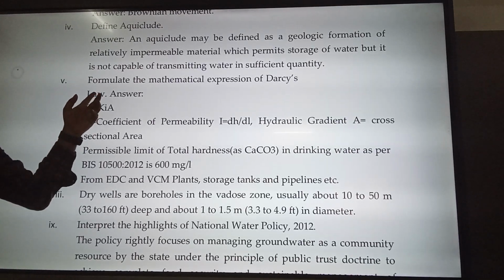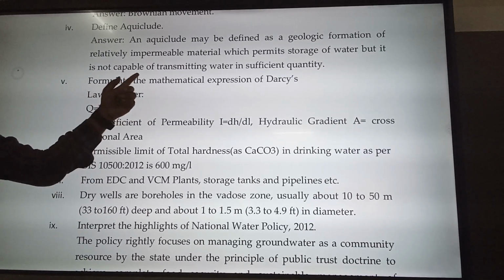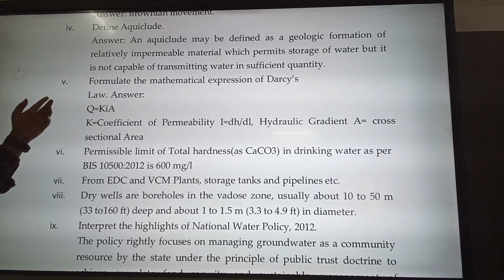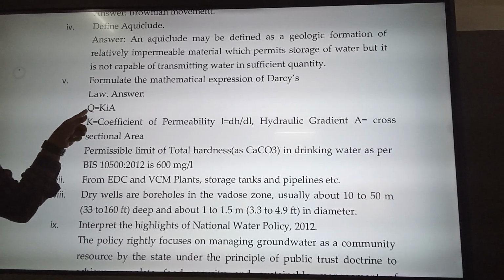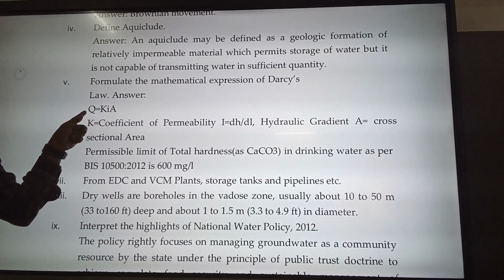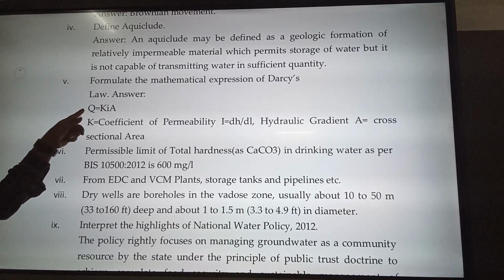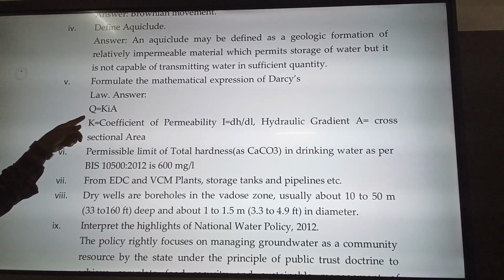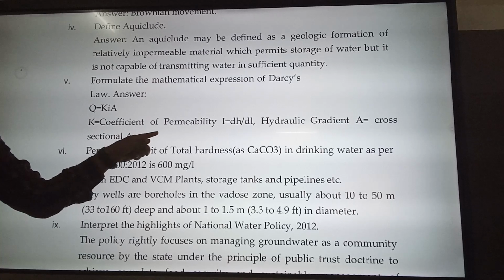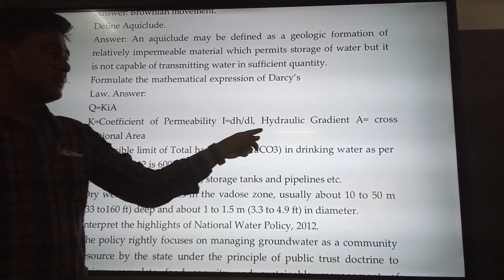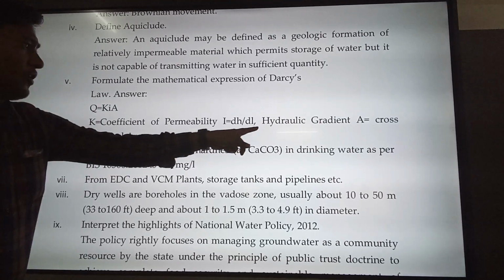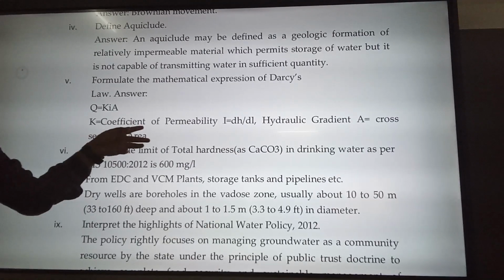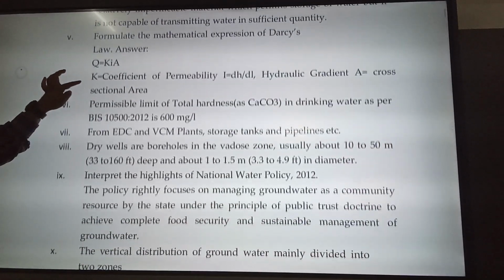Next, write down the mathematical expression of Darcy's law. So the groundwater equation of Darcy's law, we know Q equals K I A, where Q equals the discharge of water into the groundwater, K equals the coefficient of permeability, I equals the hydraulic gradient, and A is equal to the cross-sectional area.